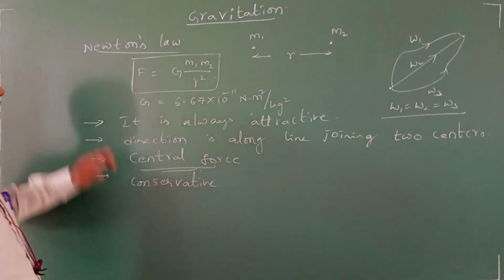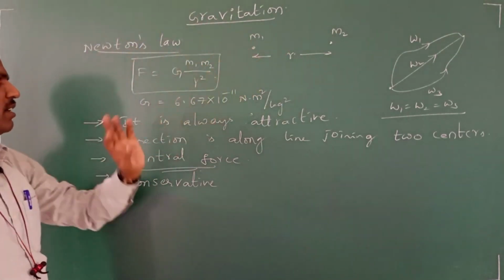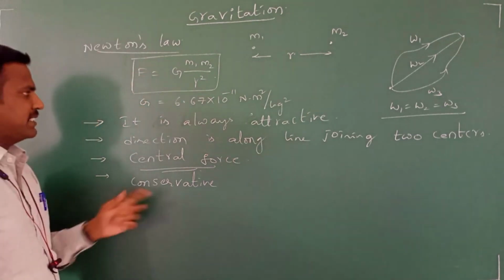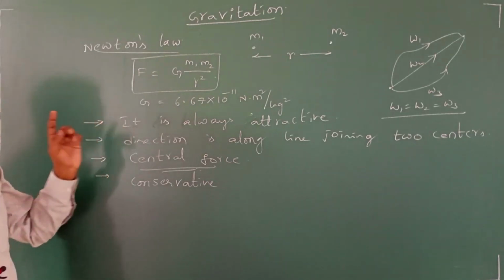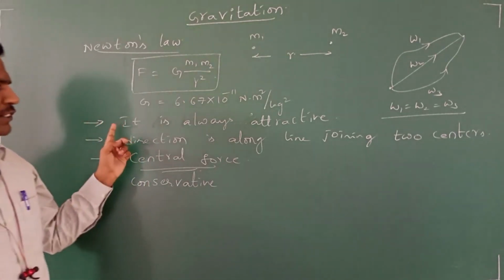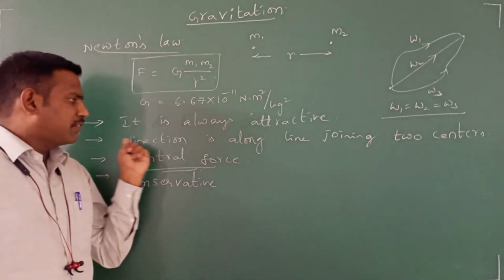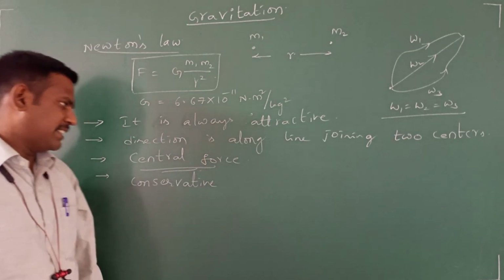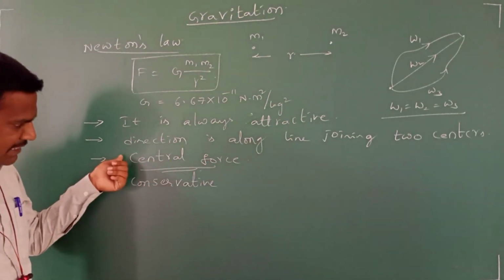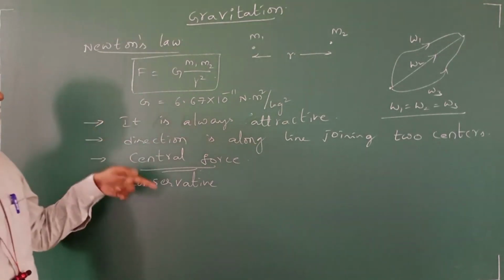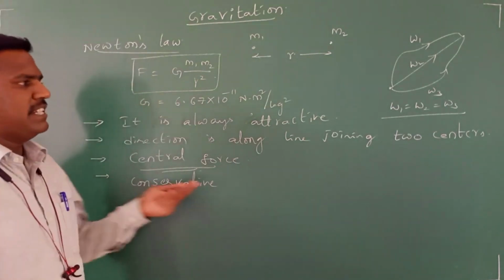So here we understood Newton's law of gravitation: point-sized masses separated by distance r, and the force of attraction between them. Capital G is the universal gravitation constant. What is the first property? It is always an attractive force. The second property: the direction of the force is along the line joining the two centers, and therefore it is called a central force. Generally, central forces are conservative in nature, so the gravitational force of attraction is conservative.